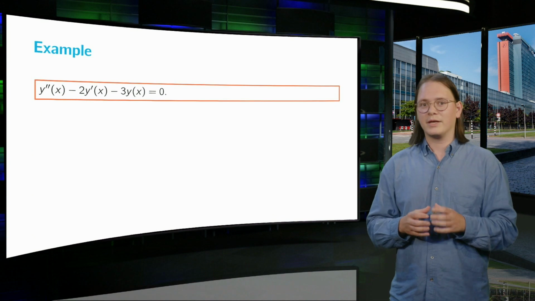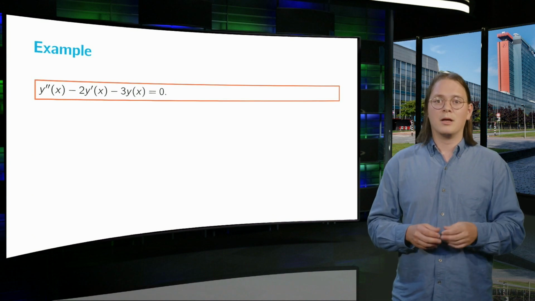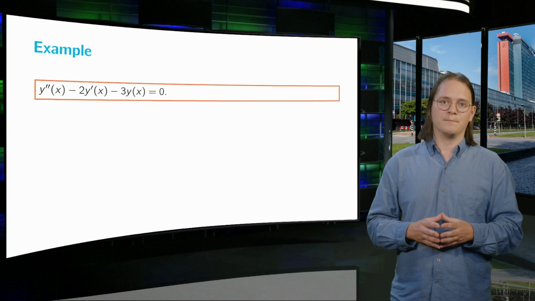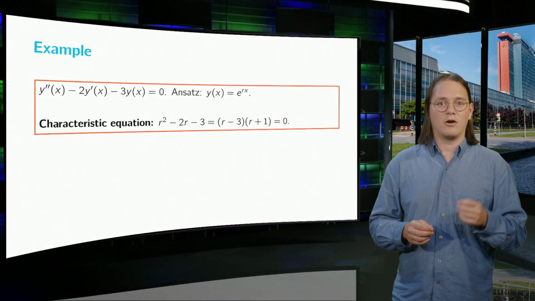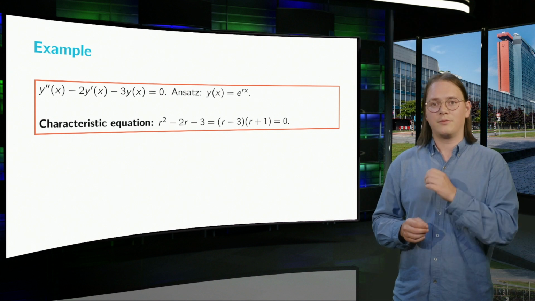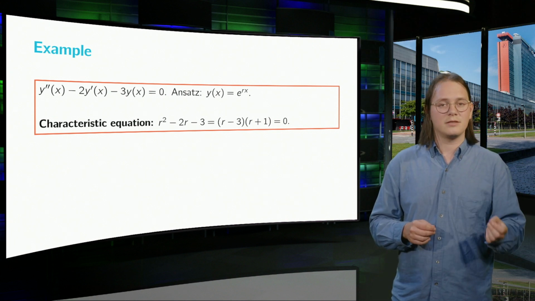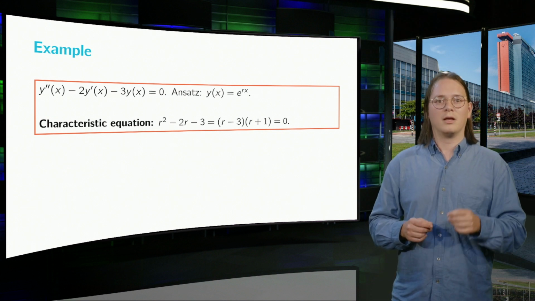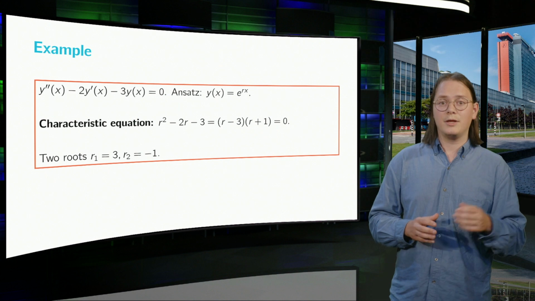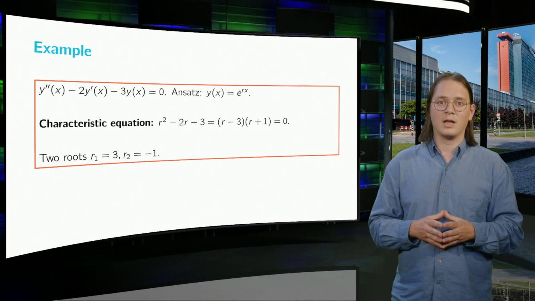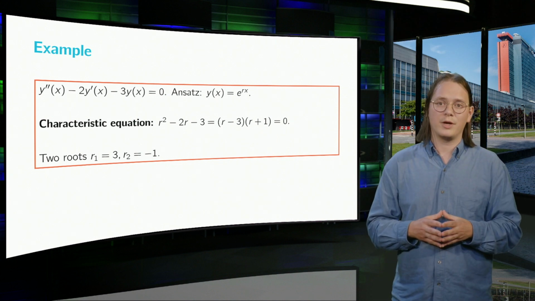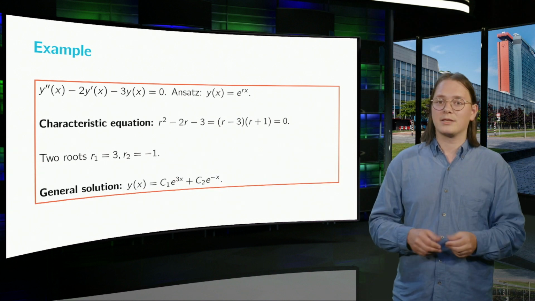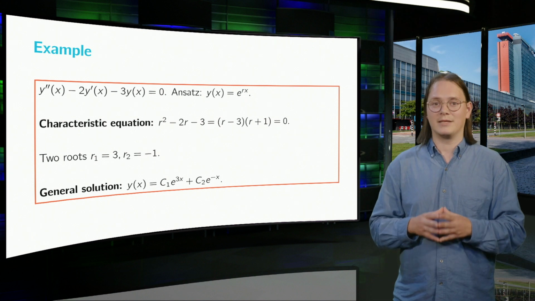As a more concrete example, consider y double prime minus 2y prime minus 3y equals 0. The characteristic equation is r squared minus 2r minus 3, which factors as r minus 3 times r plus 1. If this is 0, then r1 is 3 and r2 is minus 1. So the general solution to our differential equation becomes y of x is c1 e to the power 3x plus c2 e to the power minus x.